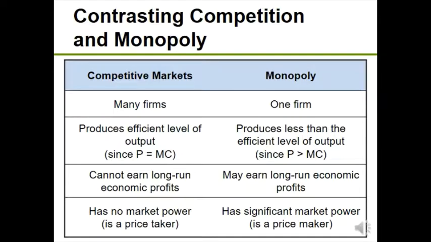Competitive markets, because there are few barriers to entry, do not earn long-run economic profits, but monopolists may. And note, we use the word may here because we saw they don't necessarily earn long-run economic profits, but they have the ability to. And the reason they have that ability is because of their market power. They are price makers, whereas competitive firms have no market power. They are price takers.